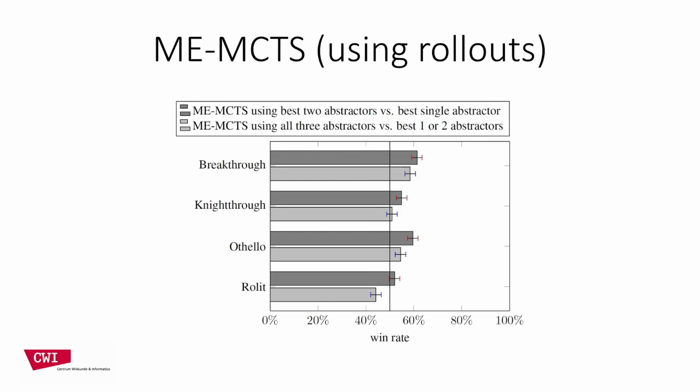And then we go to the true test of ME-MCTS, the abstractor combinations. The dark gray bars here show in each game how well the best combination of any 2 abstractors played versus just using the best individual abstractor. And the light gray bars show the strength of combining all 3 abstractors in ME-MCTS versus only the best 2 for that domain. We can see that 2 abstractors were more effective than 1 in all test games but Roll It, and 3 abstractors were still better than 2 in Breakthrough and Othello, although there seem to be diminishing returns to adding additional estimators.